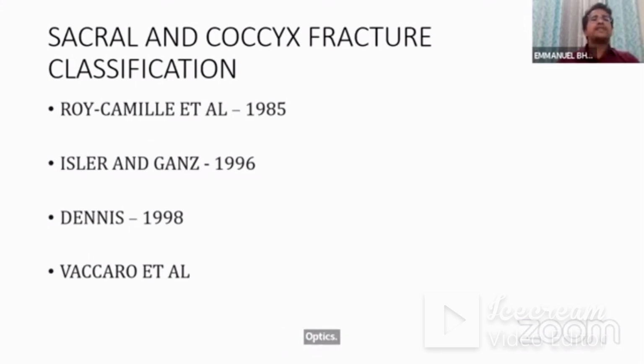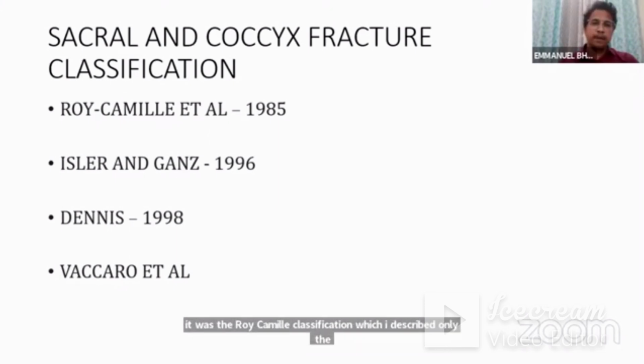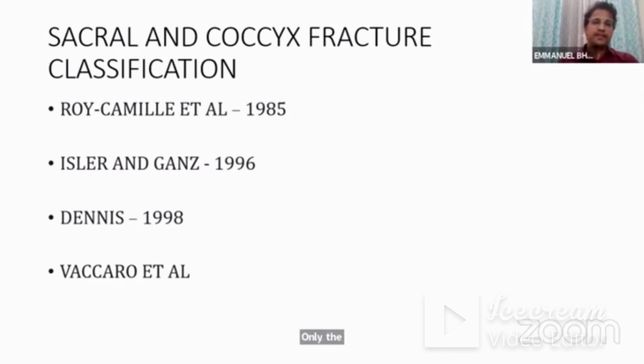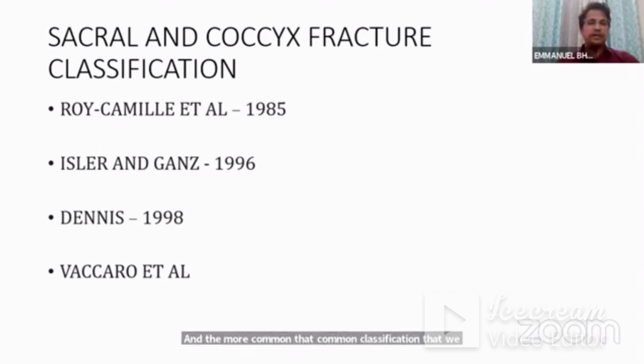Coming to the sacral and coccyx fracture classification, there were different classifications. First was the Roy-Camille classification, which included only the transverse fractures of the sacrum and coccyx. Then there was Isler and Gibbons, which took into consideration the L5-S1 joint versus the spinopelvic stability. And the more common classification that we use is the Denis, where Denis described three zones: zone one, which is lateral in the sacral ala; zone two, along the neural foramen; and zone three, in the center of the sacrum.